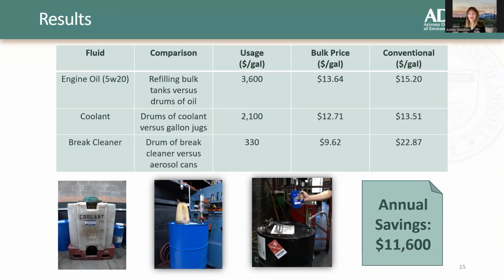Results. The total cost of the installation of the oil tanks, the diesel exhaust fluid tote, and adding 3 overhead reels was about $15,000. However, the annual savings based on the usage of fluids at Salem Boys Auto is around $11,600. And here you can see the types of fluid, their usage, and the bulk price versus conventional dollars per gallon. Of course, this is going to vary based on your facility's fluid usage, but we can at least see here that purchasing those common fluids in bulk does lead to cost savings, which will help with those upfront costs of purchasing tanks and drums.